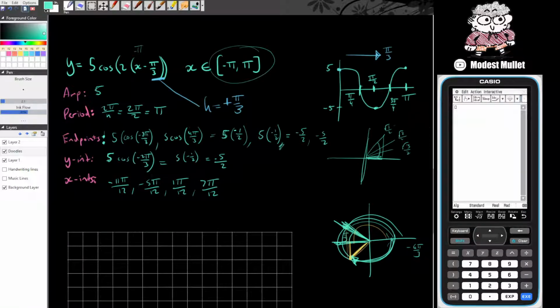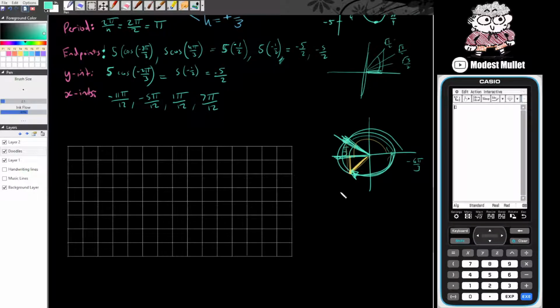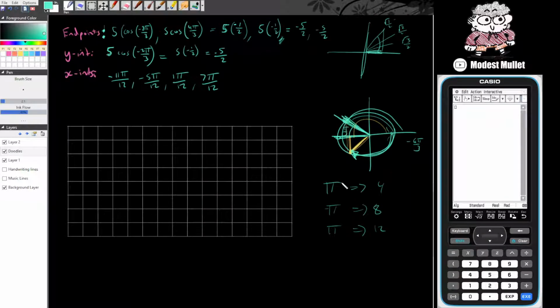Now we know our domain is from negative pi to pi. Our period is pi, so we've got this thing where we want our period to be a multiple of 4 grid lines. So pi can either be 4 grid lines, or it can be 8 grid lines, or it can be 12 grid lines. What are we going to do here? Well, to fit it in, what do we actually have if we use all of them? 1, 2, 3, 4, 5, 6, 10, 16. We do have 16, so we're going to use every single grid line here.